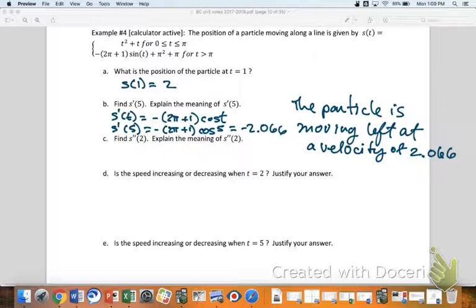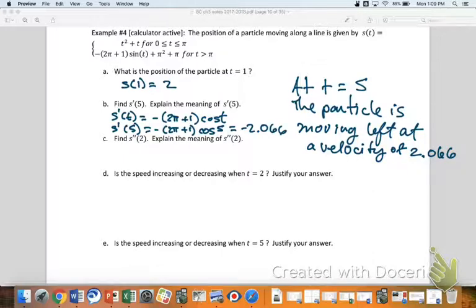So you want to be really, really careful that you don't double negative yourself right out of credit. Absolutely will be looked at as far as explanations go. So you'd want to list something like that. And you do want to put the time. So, at t equals 5, particle is moving left at that velocity of 2.066. So watch out for double negatives. It jumps up to bite people sometimes. So just make sure that that's not you.